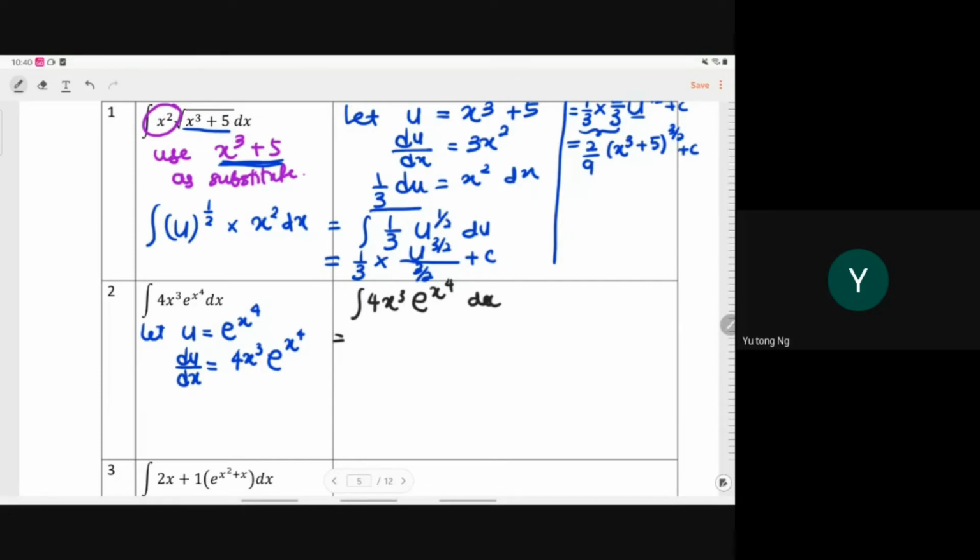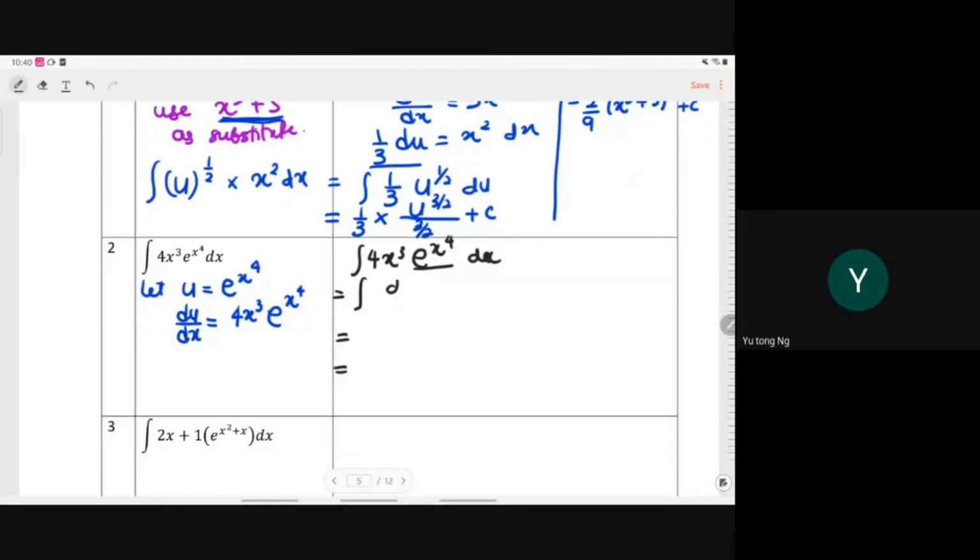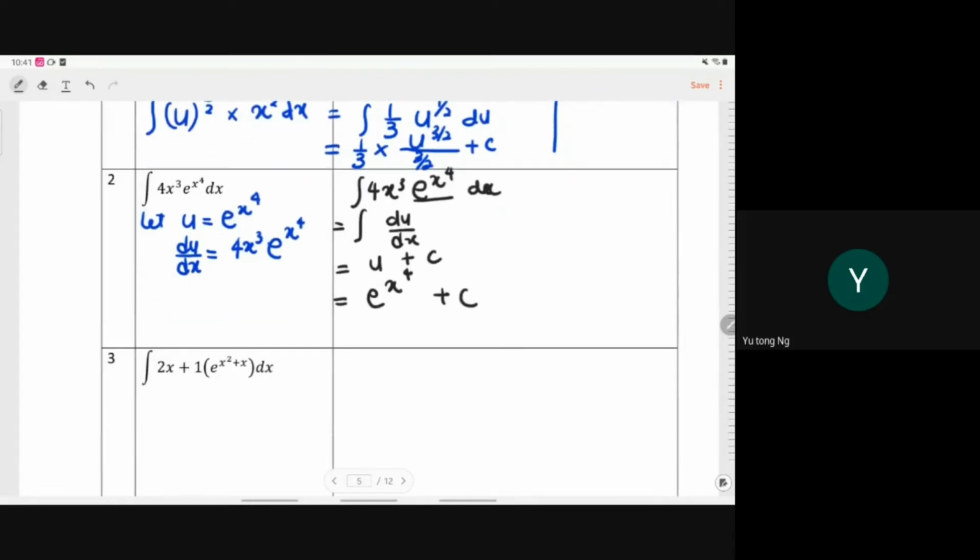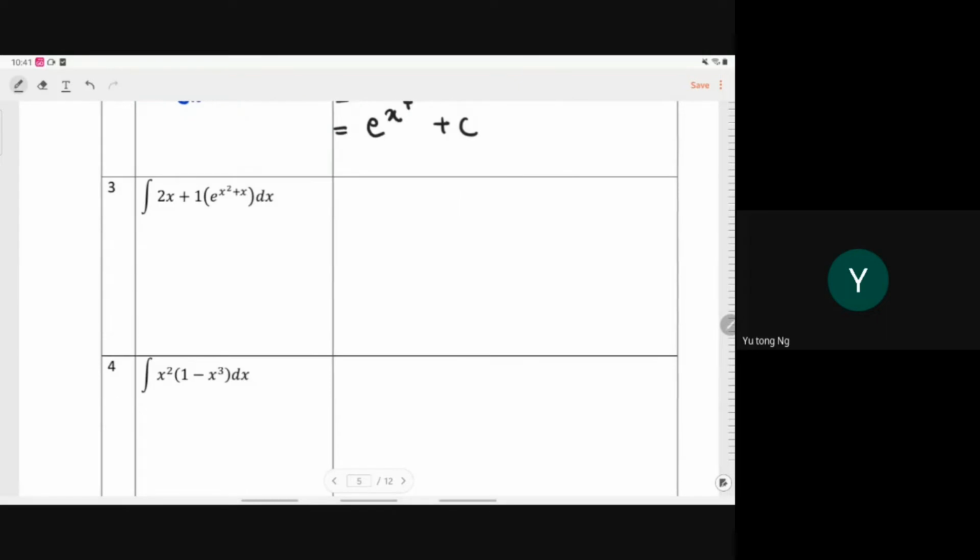So 4x cubed is actually the result of du. This is your du over dx. When you integrate du over dx, it will just become u. So your final answer is just e to the power of x^4 plus c. Alright, so let's look at question number 3.